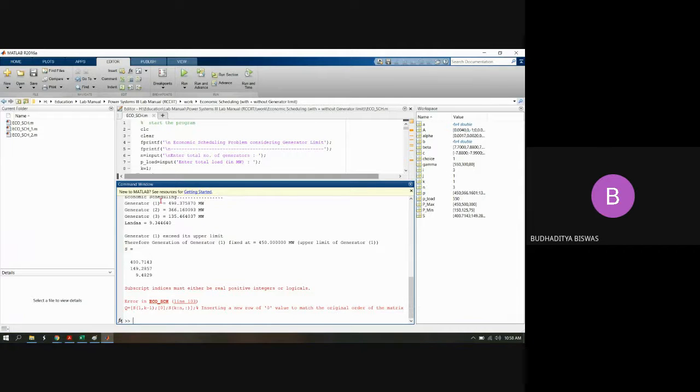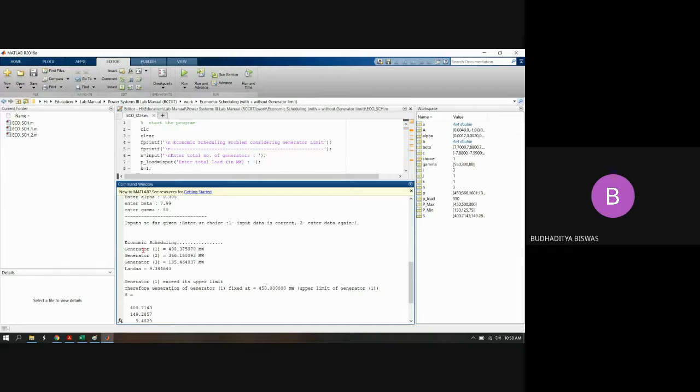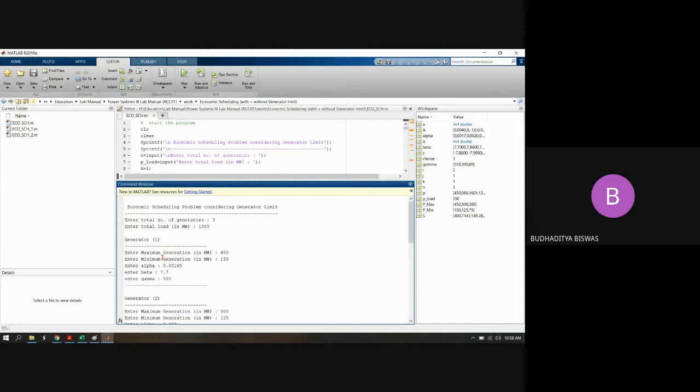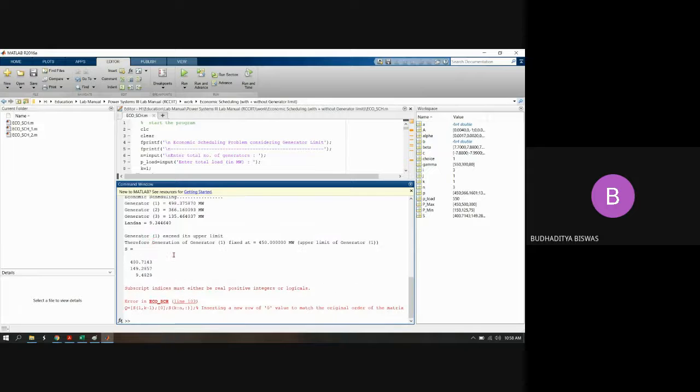Here you see this is the economic scheduling, same as the previous one. This is the ultimate optimum solution: generator 1 should generate 498, generator 2 366, generator 3 135, and this is the value of lambda. Now, when considering the generator limit, the limit of the first one is 450 and 150, so it crosses the limit. Generator 1 exceeds the upper limit, so its generation is fixed at 450, the upper limit of generator 1. The remaining thing is the matrix, which gives the ultimate solution.